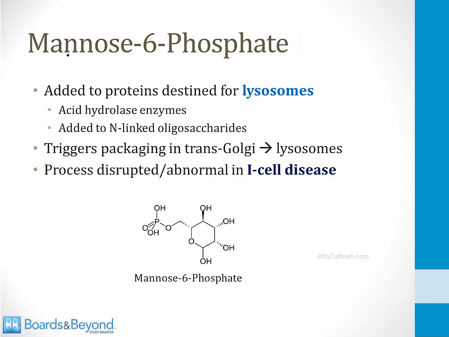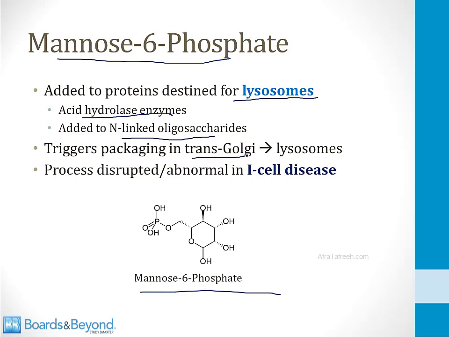The last sugar modification of proteins that we'll discuss is mannose 6 phosphate. Mannose 6 phosphate is added to proteins in the Golgi apparatus that are destined for lysosomes. These proteins are acid hydrolase enzymes that are needed to break down other structures. The mannose 6 phosphate molecule, which is shown at the bottom of the screen, is added to N-linked oligosaccharides in the Golgi apparatus. This triggers packaging in the trans-Golgi so that the enzymes go to the lysosomes.